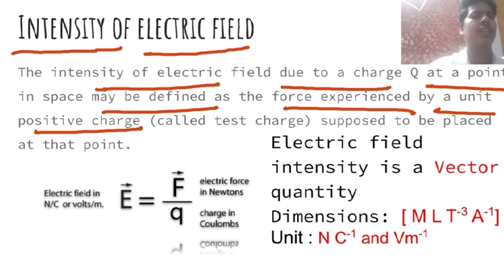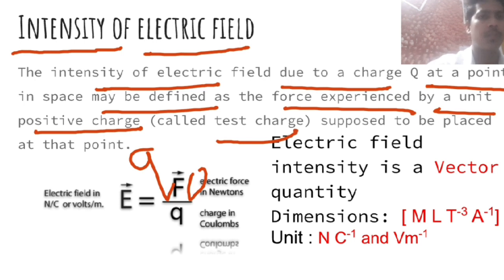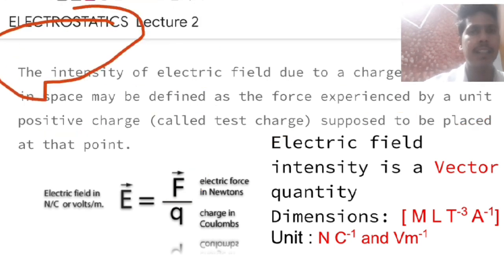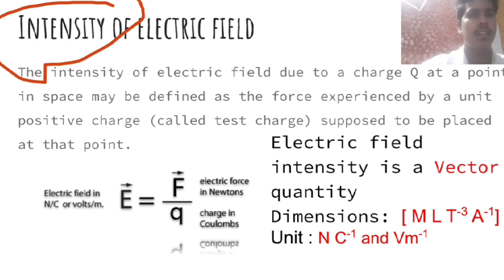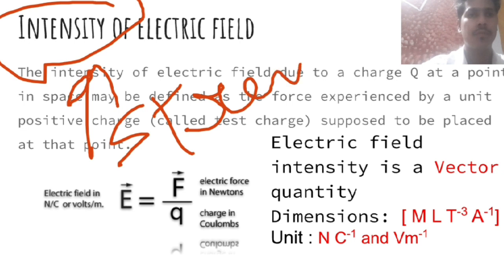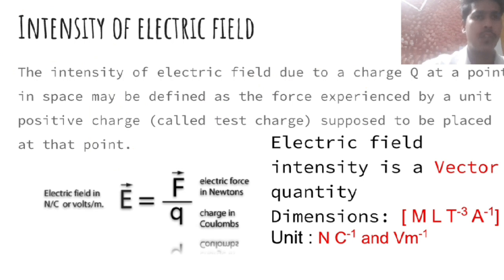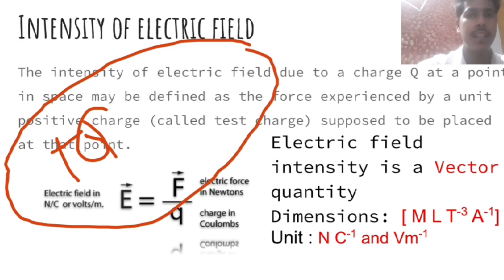Unit positive charge, which we have as small q naught. Small q naught is also known as the test charge, supposed to be placed at that point. So what is meant by electric field intensity? Intensity means the strength of the electric field.